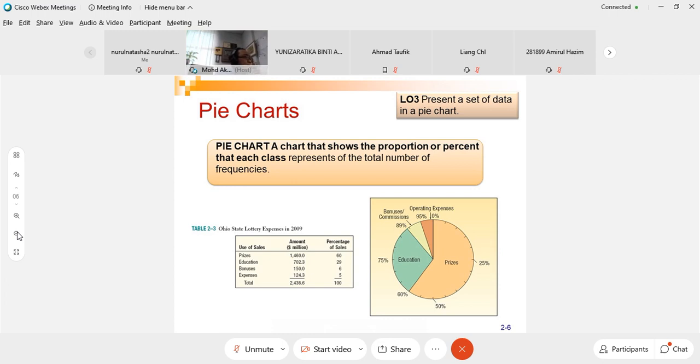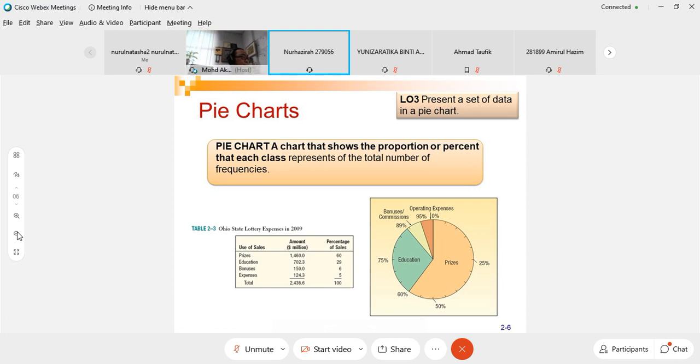Kita minta Nur Hazirah minta tolong baca definition pie chart. Pie chart, a chart that shows the proportion or percent that each class represents of the total number of frequencies. Okay, thank you.